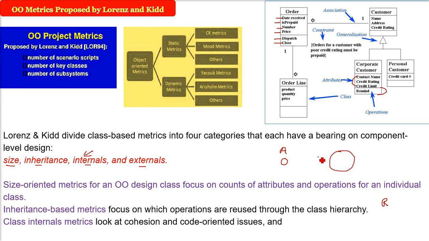The class internal metrics talk about cohesion and code-oriented issues. So if we are talking about a class, does this class do all the like-minded, single-minded, one-point oriented work? The external metrics talk about coupling and reuse. Coupling means how much interaction two modules have.